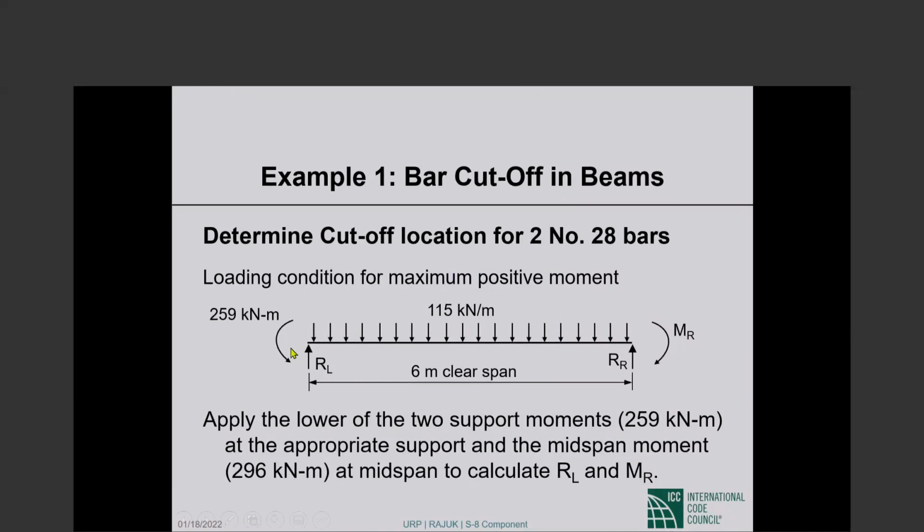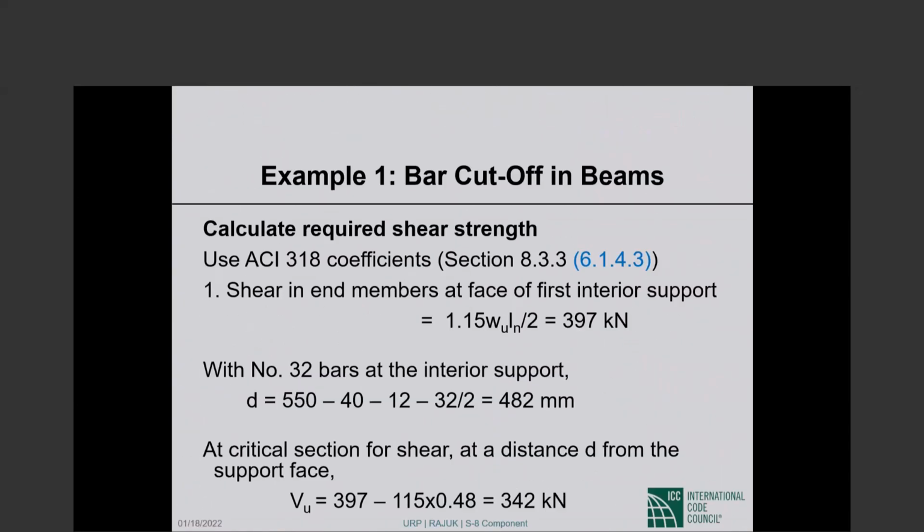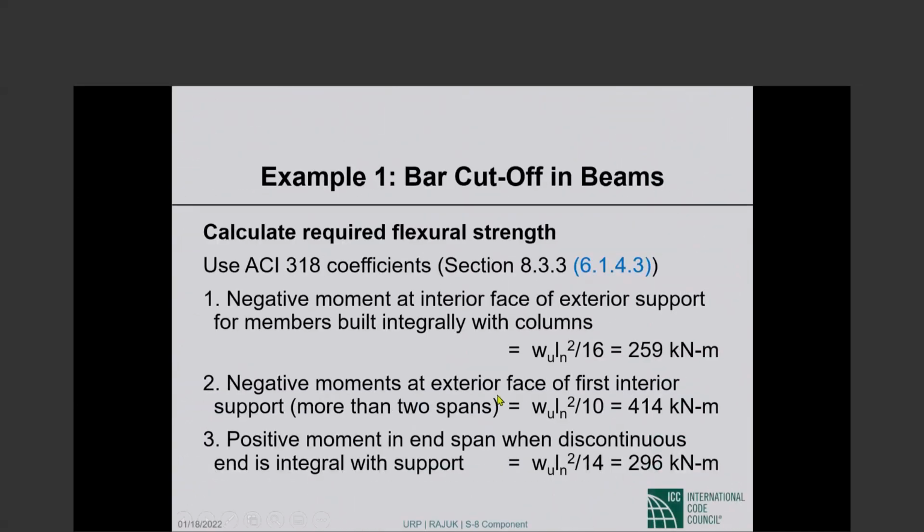Okay. For maximum positive moment, apply the lower of the two support moments, in our case, the 259 kilonewton meters at the appropriate support, and the midspan moment, so 259, 296, where remember 259 at the exterior support, 296 in the span. This is at the very first page of the example.